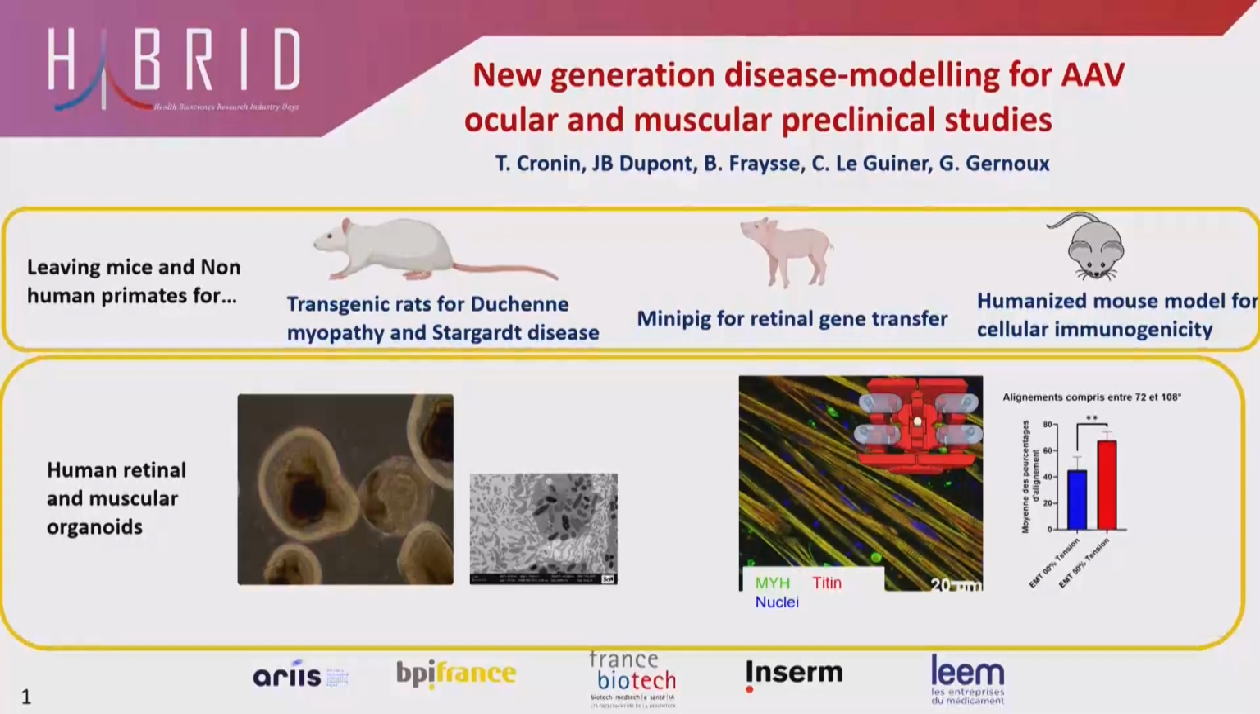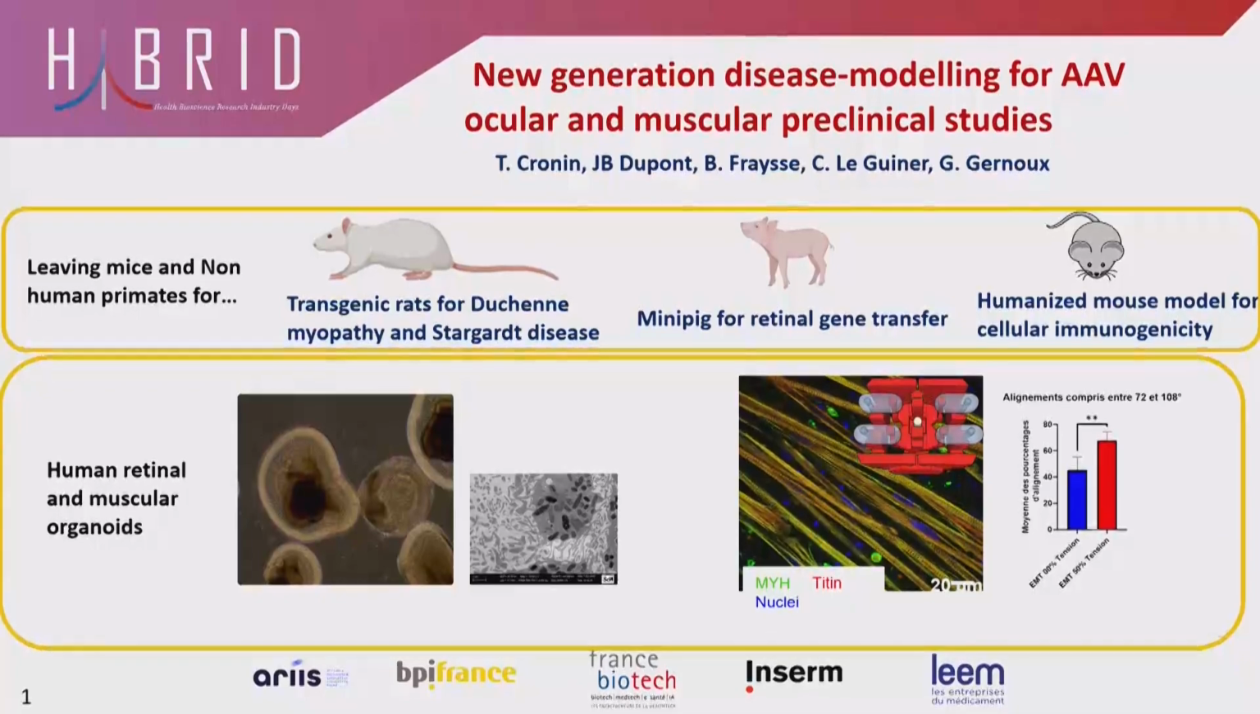The last possibility is to generate humanized mouse models, where we can humanize either one organ or multiple organs. And it's very interesting to evaluate the immunogenicity of AAV vectors upon adoptive transfer of human cells, for instance, with pre-existing immunity against AAV.